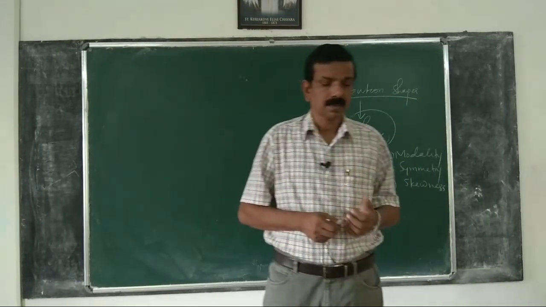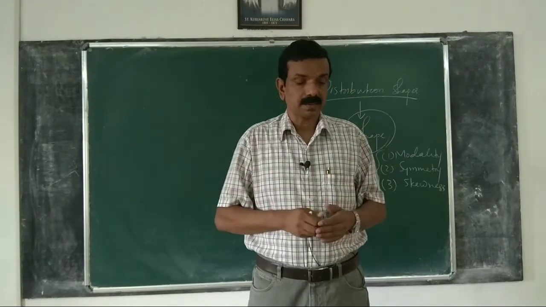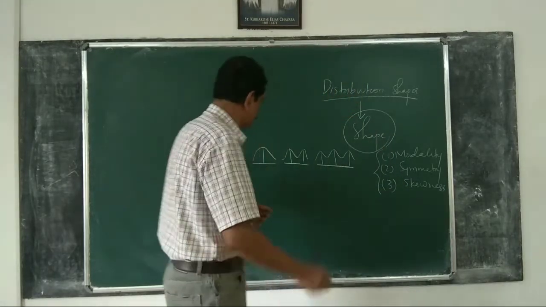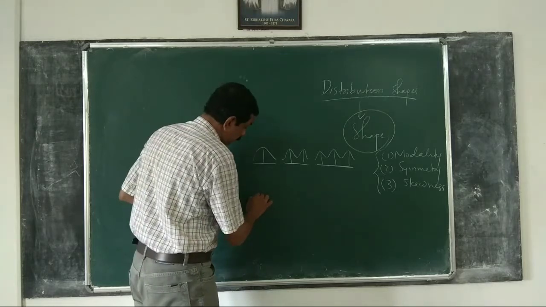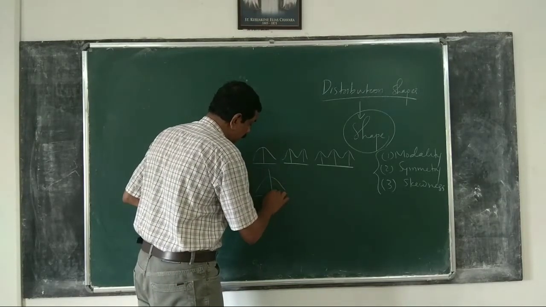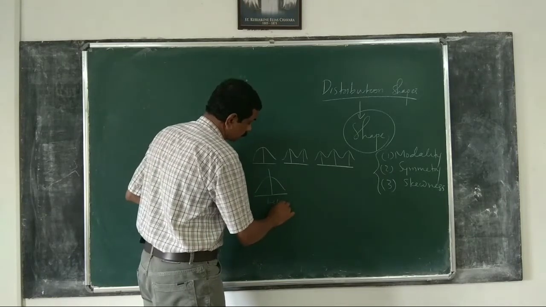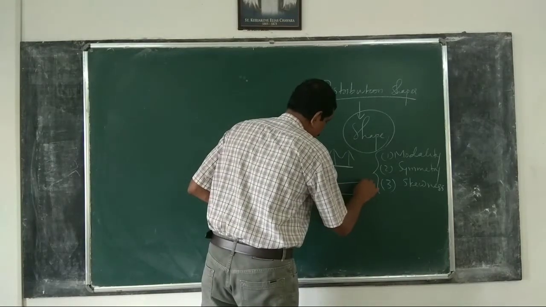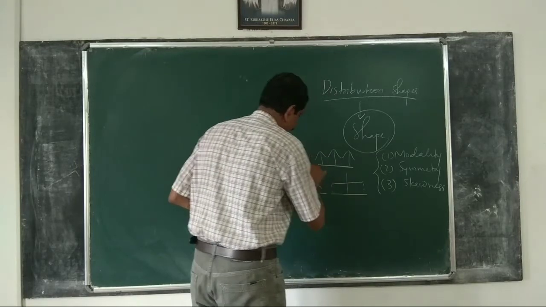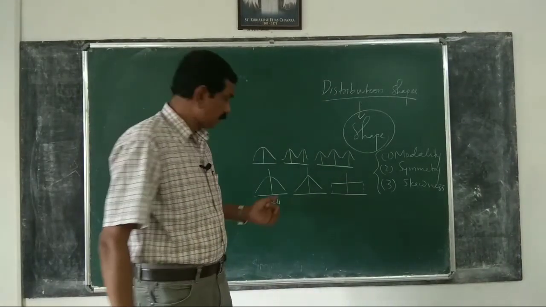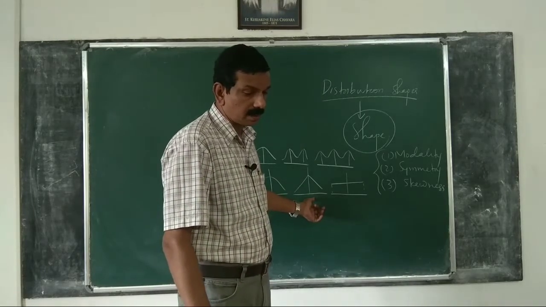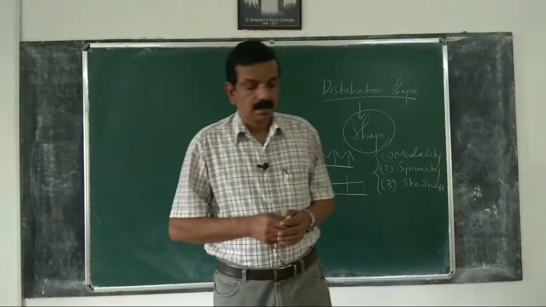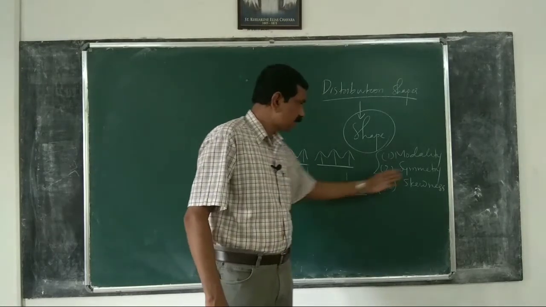The second important aspect of the shape is symmetry. A distribution that can be divided into two pieces that are mirror images of one another is called symmetric. Consider this. It is bell-shaped. Or consider a distribution like this. Now, this is bell-shaped. This is known as triangular, and this is uniform or rectangular. These are all specific categories of symmetric distribution.